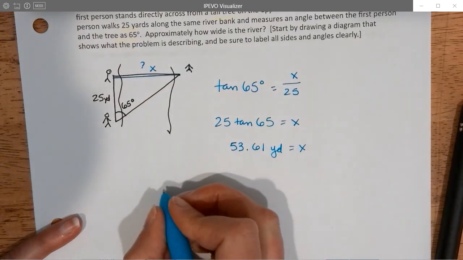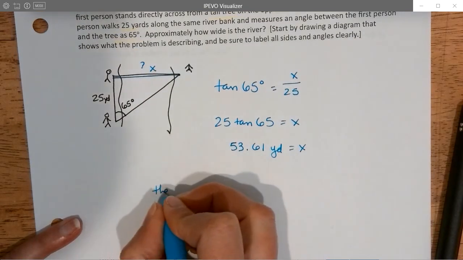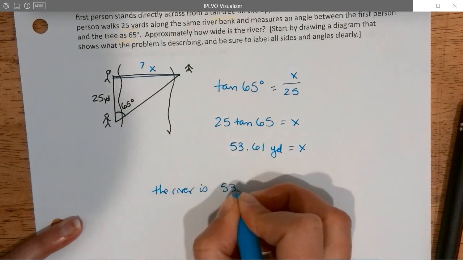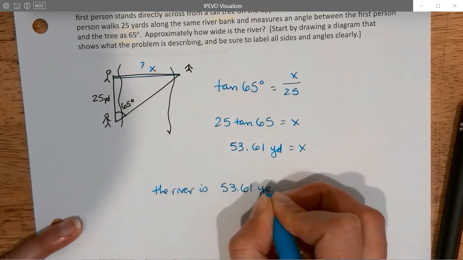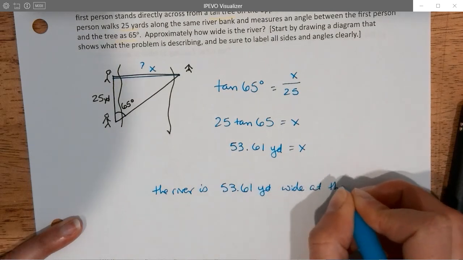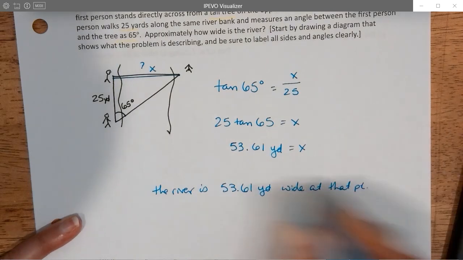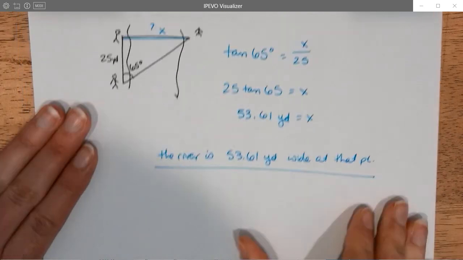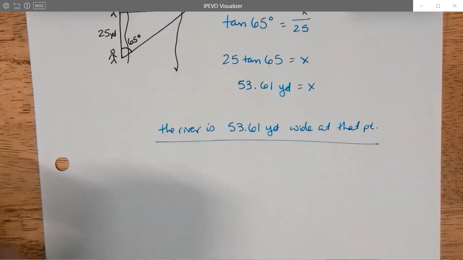Okay. So the river is 53.61 yards wide at that point. If you ever wondered how people measure big distances like rivers, they don't get a ruler out and stretch it across the river. They use trigonometry to get an estimate for its measure.